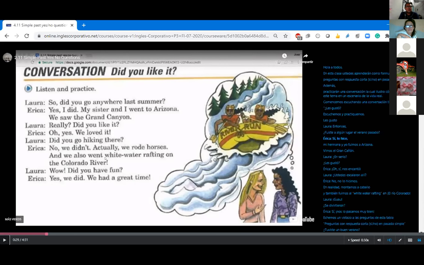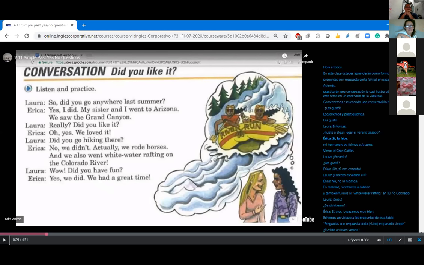And we also went white water rafting. This is raft. Look at the picture, the raft. And the white water is the river, right? No, in the ocean, no, in the sea. White water rafting on the Colorado River. Wow, did you have fun? Yes, we did. Erica and the sister. We had a great time.